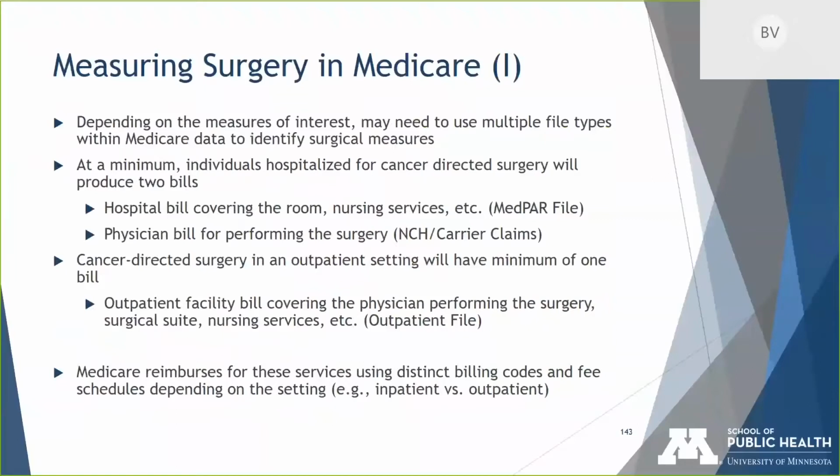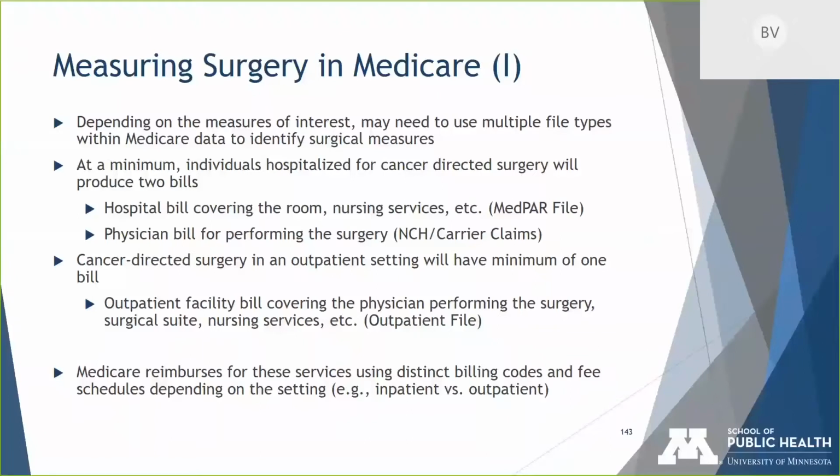Now that we've looked at how SEER measures surgery, let's move on to understand more fully how you can identify and measure surgery within the Medicare data. Depending on your measure of interest, you may need to use multiple files within the Medicare data to identify surgical measures. So let's look at some examples of what you might expect to find. If someone was treated in an inpatient setting, so someone who was hospitalized for their cancer-directed surgery, you will find at a minimum 2 bills for that therapy or for that surgery.